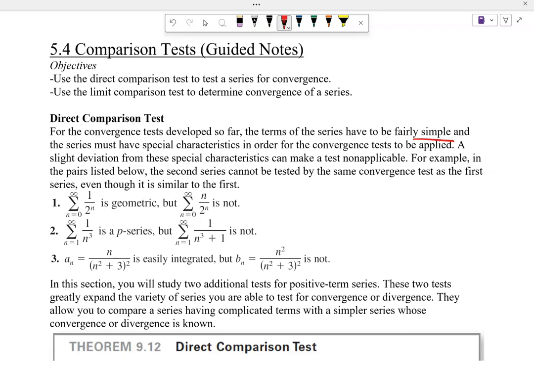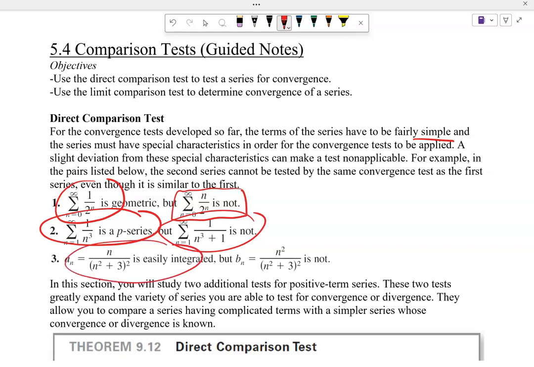So, for example, if you look at these 1, 2, and 3, this first one is geometric, so we can use the geometric series test. This one looks pretty similar, but it's not, so I can't use the geometric series test for that. Right? The second one, I could do a p-series with it. This one looks pretty similar, but I can't use the p-series test on that, and so on. Right? This one could be easily integrated. That one cannot, and so on.